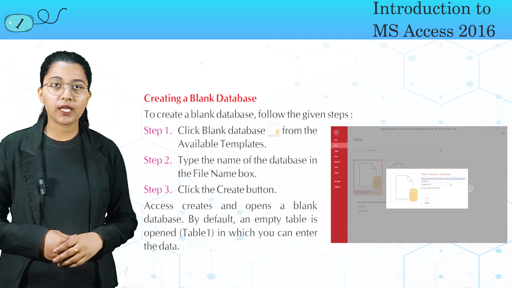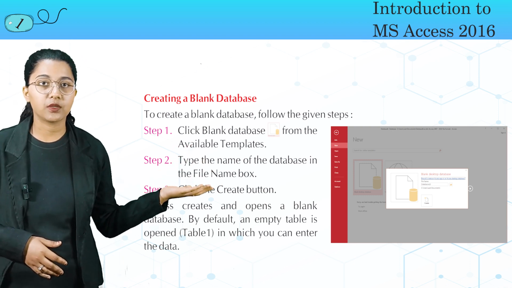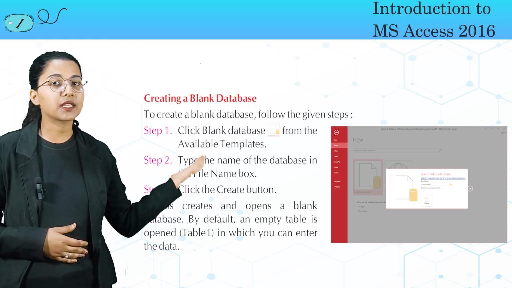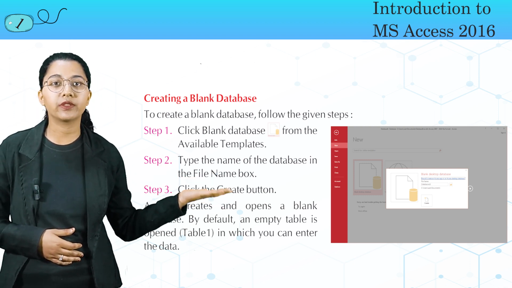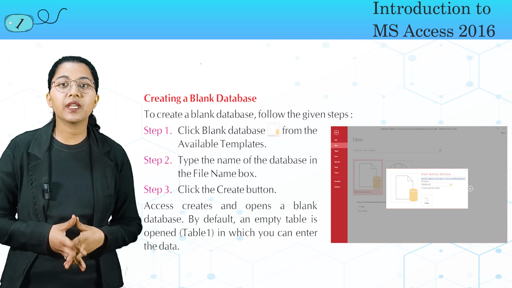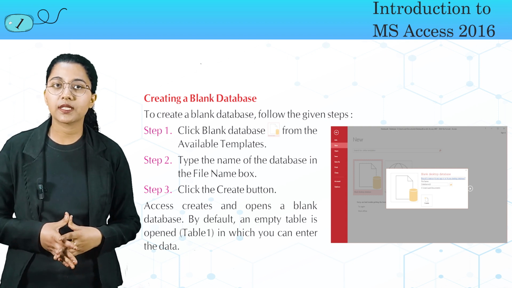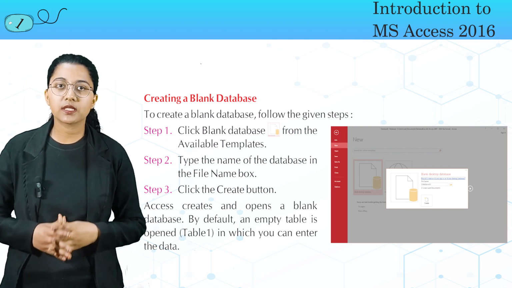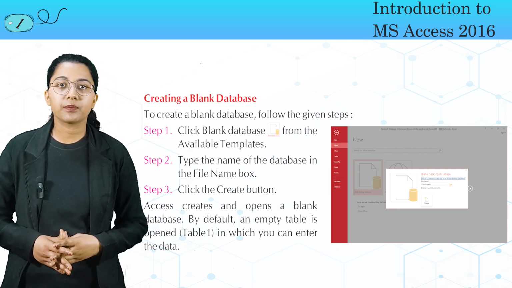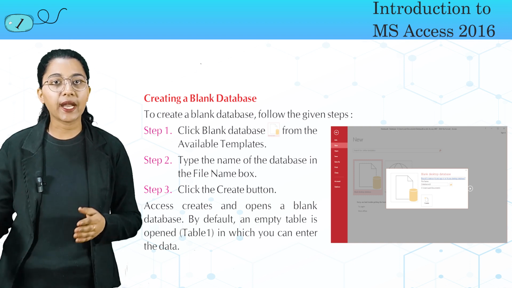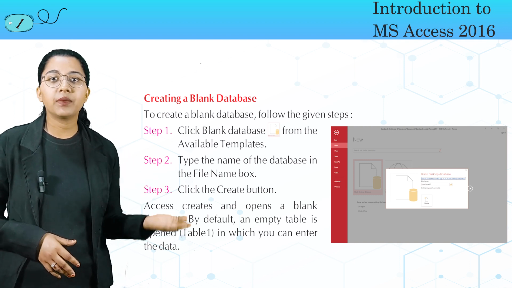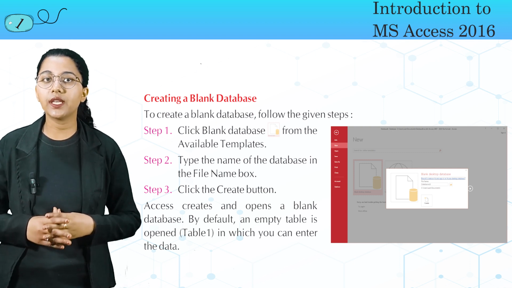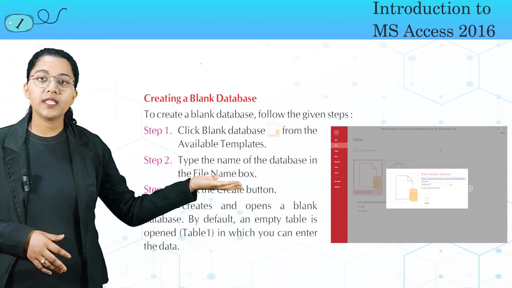Now, our next topic is creating a blank database. So, to create a blank database, follow the given steps. These are some steps you need to follow. First is click Blank Database from the available templates. Step 2, type the name of the database in the file name box. Step 3, click the Create button. Access creates and opens a blank database. By default, an empty table is open, that is Table 1, in which you can enter the data. This is the interface along with the steps.